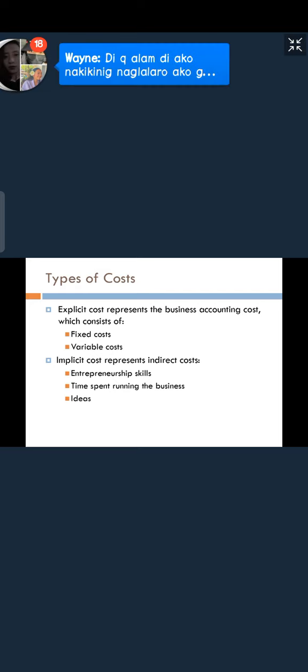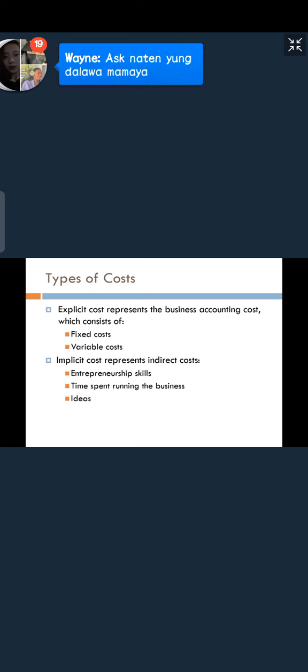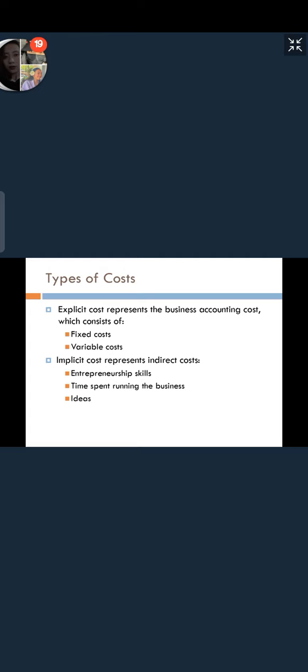Meanwhile, your implicit costs represent indirect costs. These are the hidden ones, normally not included in the computation. For example, your entrepreneurship skills, and the time spent running the business. Yes, time is also quantifiable when it comes to business, and also your ideas. It is an implicit cost that does not have a direct value, but it's still a cost.